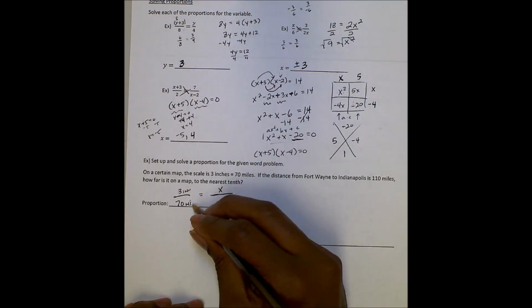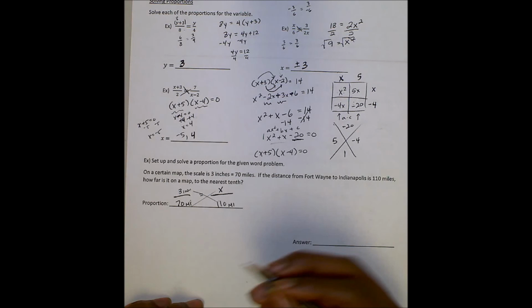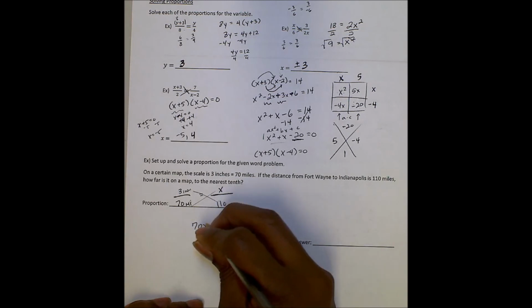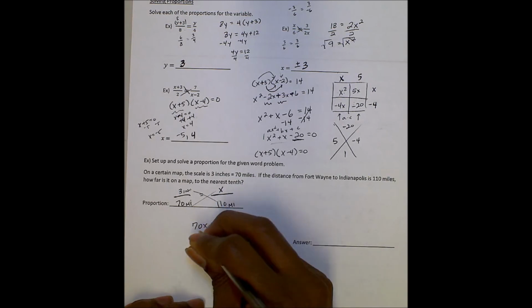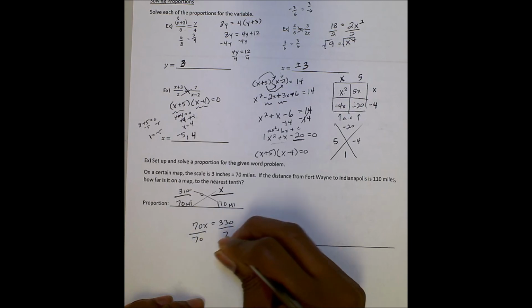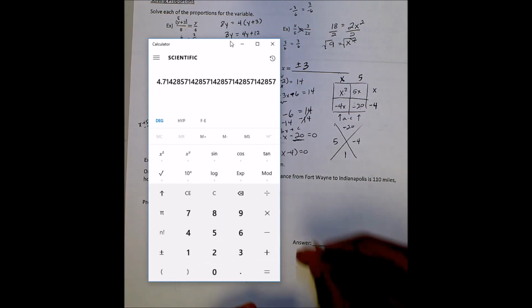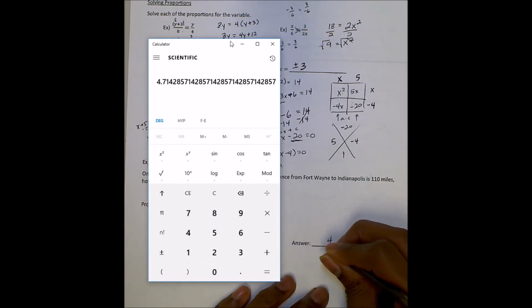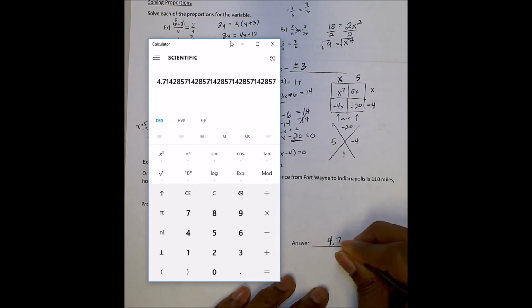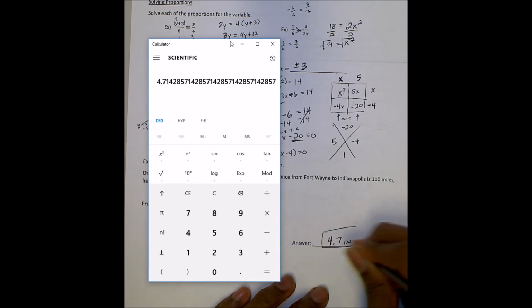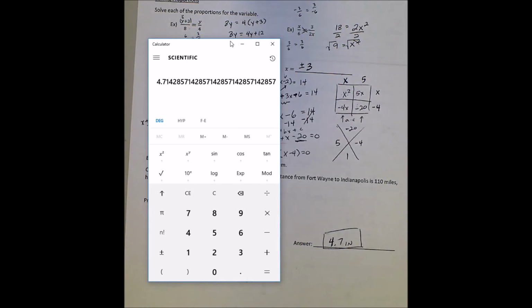And now, solving this proportion just like we have, cross multiply. 70x equals 330. Divide both by 70. 330 divided by 70, right? Okay. And that gives us 4.7 inches to the nearest tenth. So on the map, Indianapolis is 4.7 inches away from Fort Wayne.